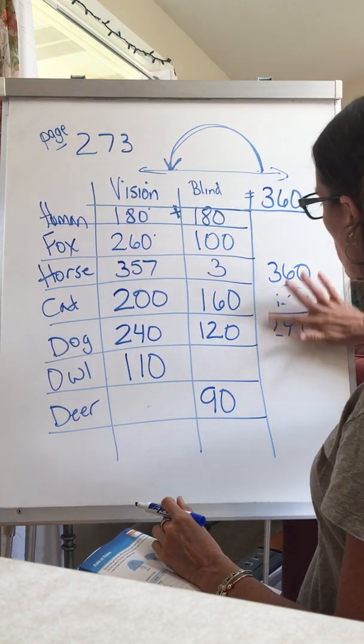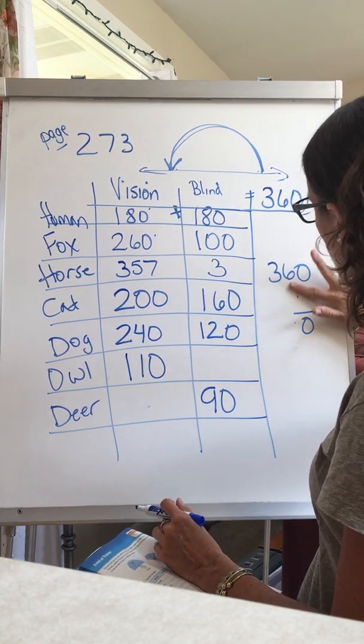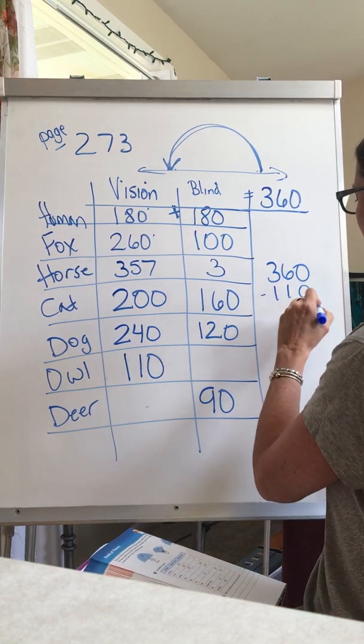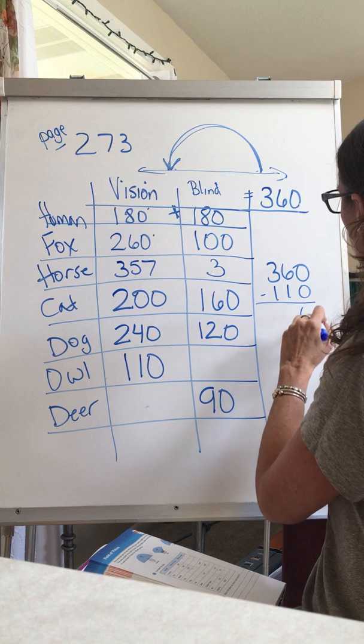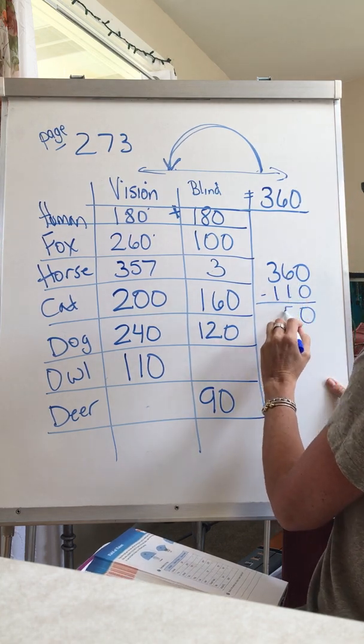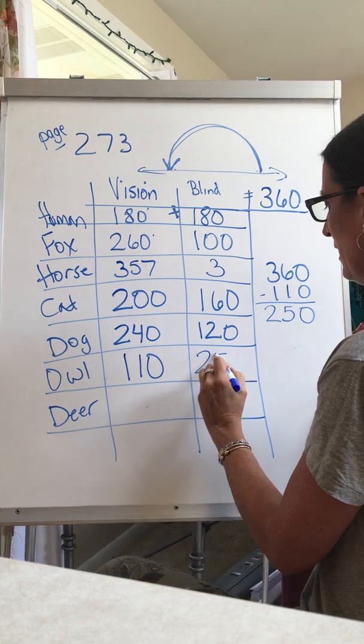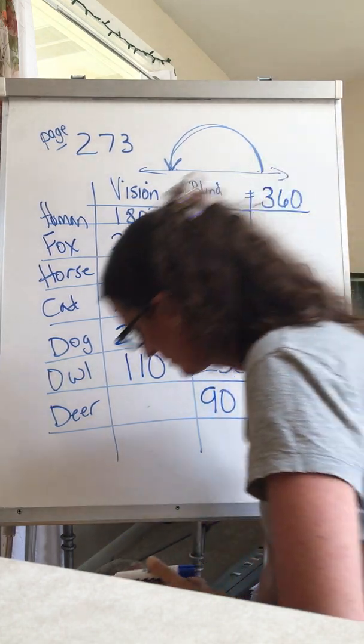Okay, so the owl, if they can see 110 degrees, we will subtract that from that total. And 6 minus 1 is 5, and 3 minus 1 is 2. So they can't see 250 degrees.